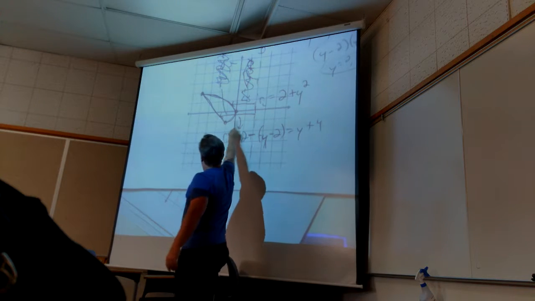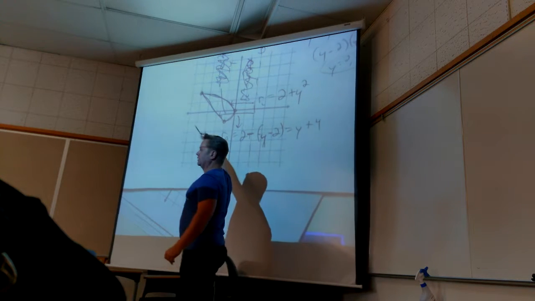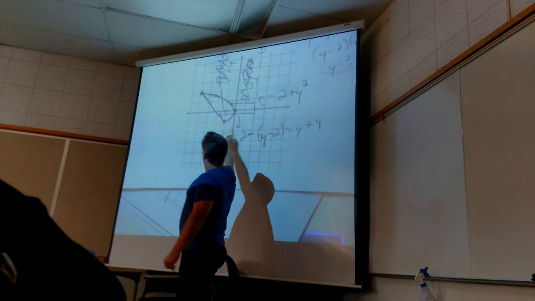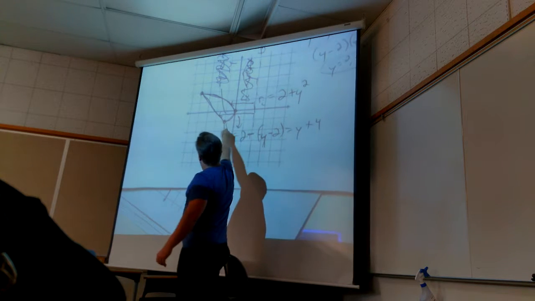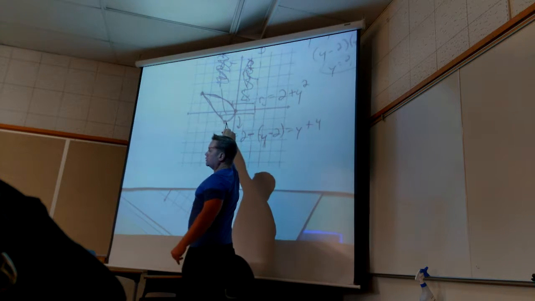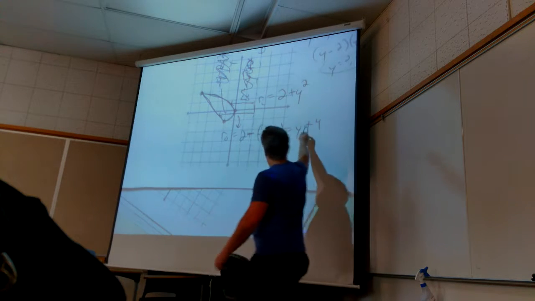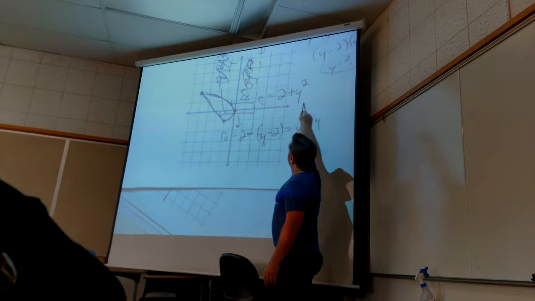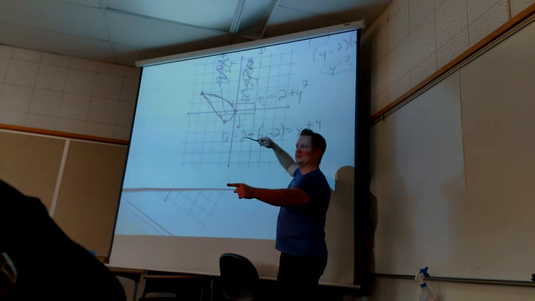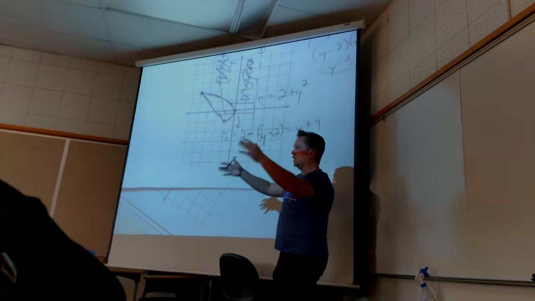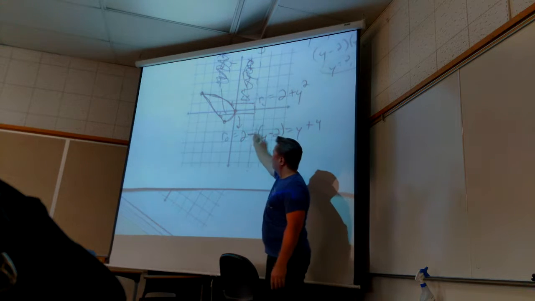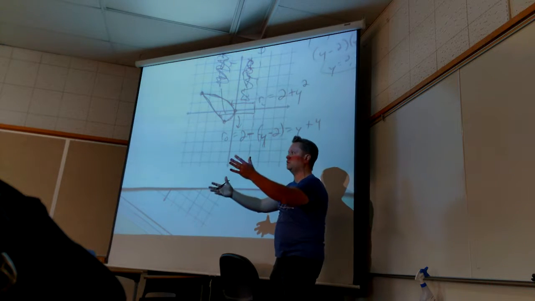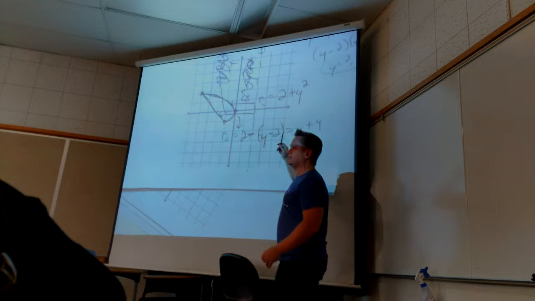How far apart are these? Just look at it: 1, 2, 3. So when y is negative 1, the outer radius and the inner radius should both be 3. Negative 1 plus 4 is 3. 2 plus negative 1 squared is 3. So you can check your statements for radius by taking specific places where you can just see what it's supposed to be.